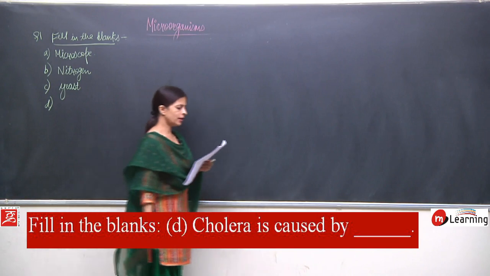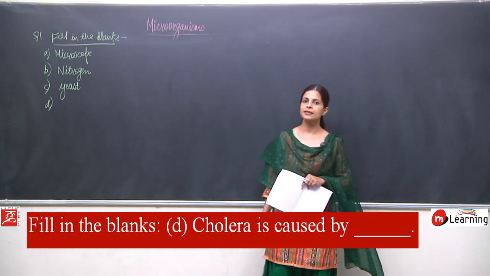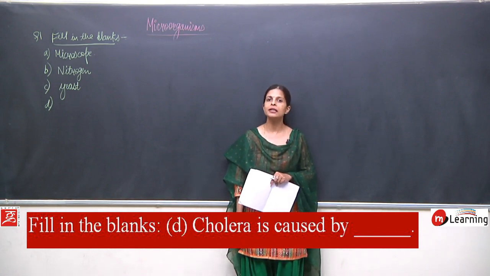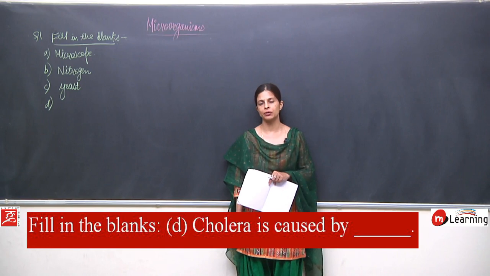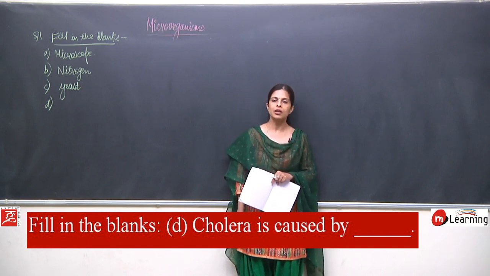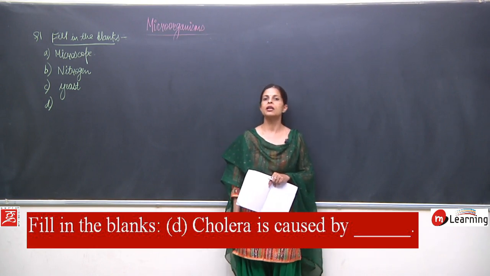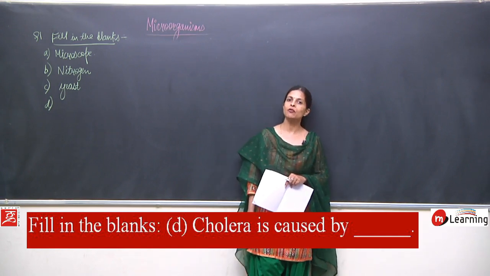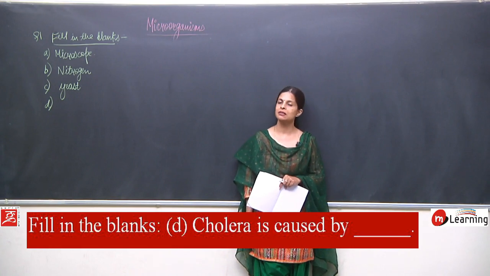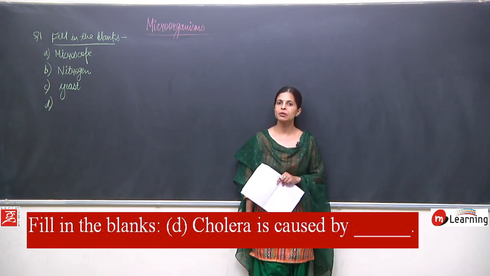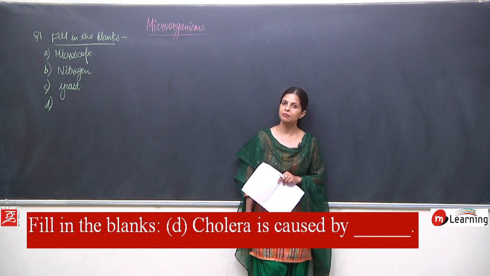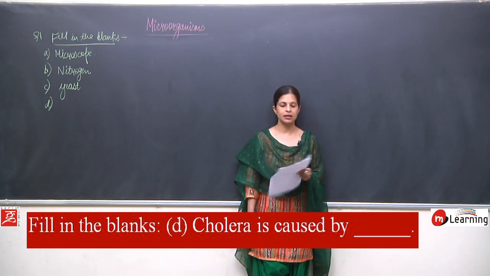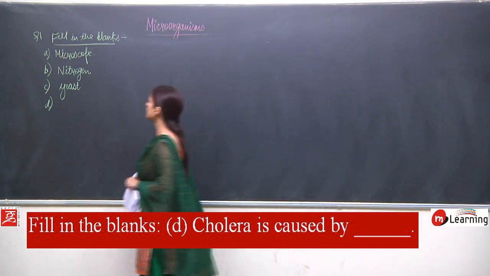Come to the D one, cholera is caused by. We know that this disease occurs due to dirty, unsafe drinking water, or when sewage water or something which is not hygienic gets mixed up in the drinking water. And definitely the one which is responsible for this is none other than the bacteria. There are many waterborne diseases which are caused by bacteria, maybe cholera, dysentery, maybe even tuberculosis, diphtheria. I am not saying that all are waterborne diseases, but many waterborne diseases are caused by bacteria. So here again the D one is bacteria.